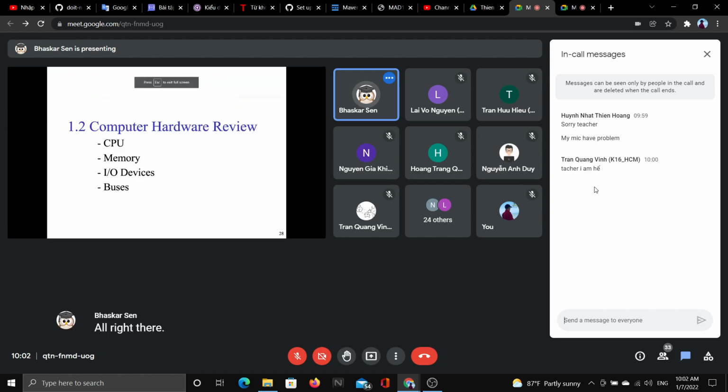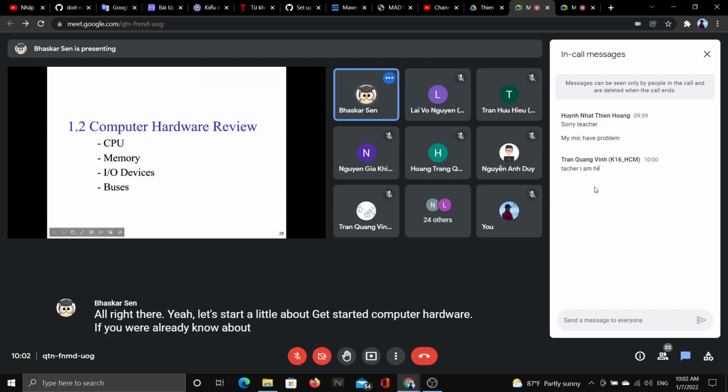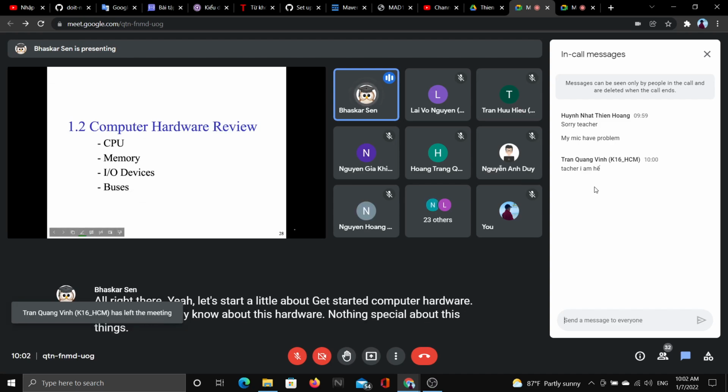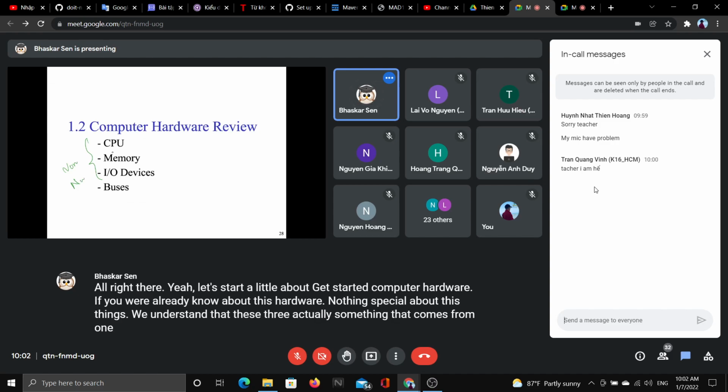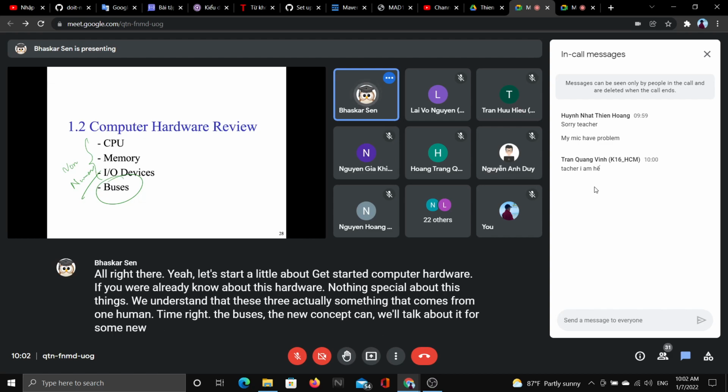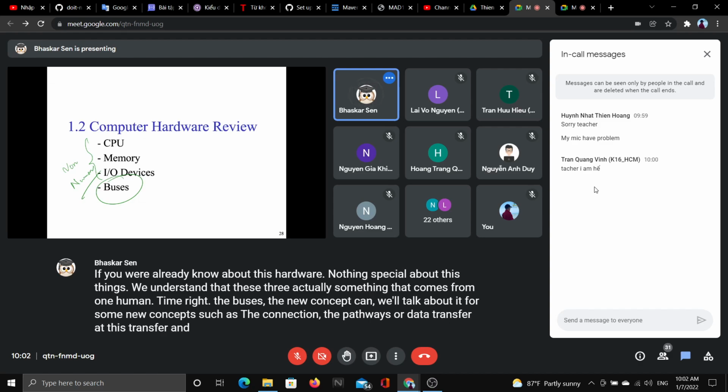Just talk a little about getting started with the computer hardware review. We already know about this hardware. Nothing special about these things. The buses are a new concept, and we'll talk about it. Of course, not a new concept. So just the connections, the pathways for data transfer, address transfer, and control transfer.